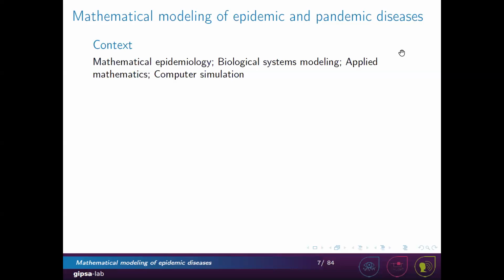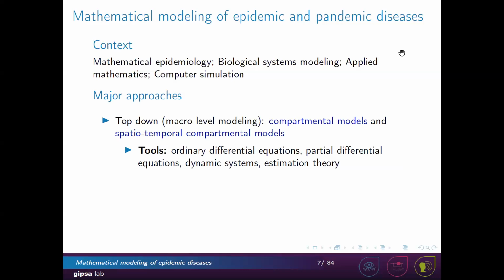Various fields of science and engineering are interested in mathematical modeling of epidemics and pandemics. For instance, mathematical epidemiology, biological systems modeling, applied mathematics, computer simulation, and control engineering. These are the different fields which are working on the modeling aspects of epidemics and pandemics.